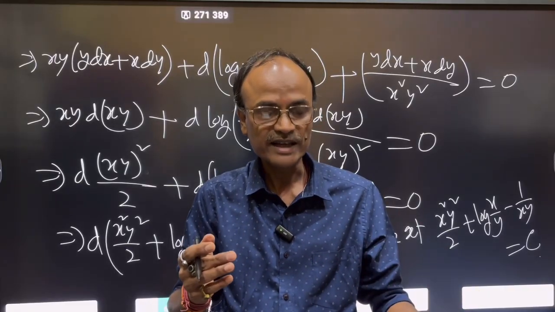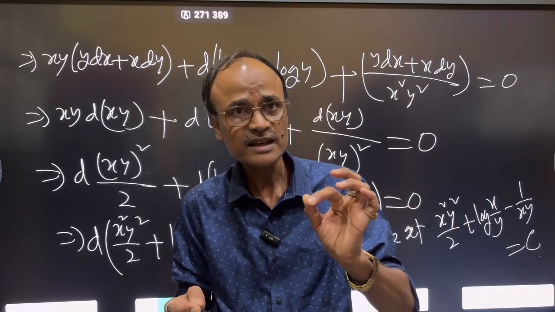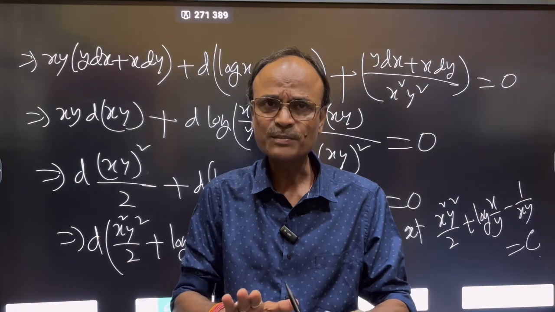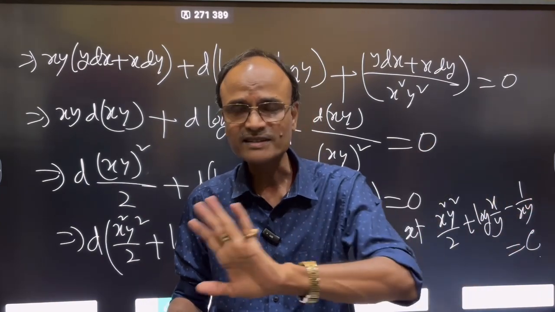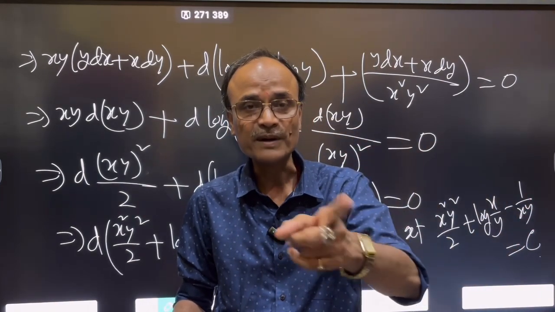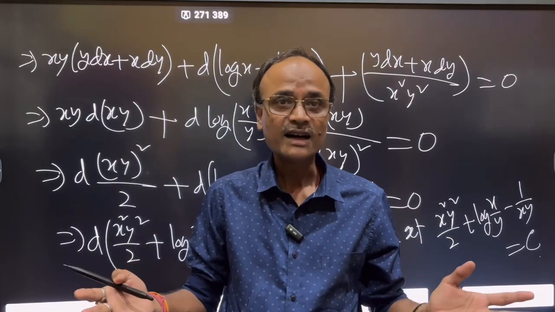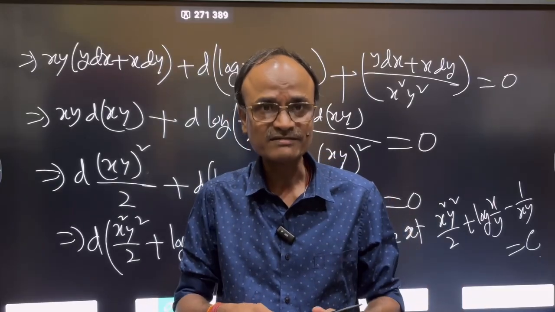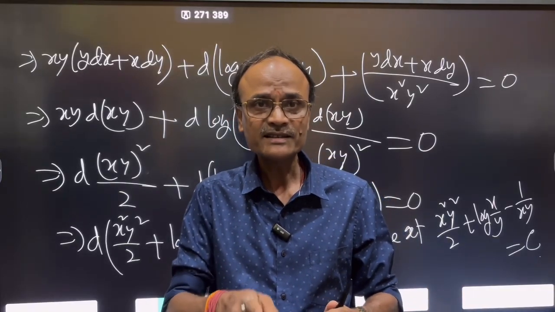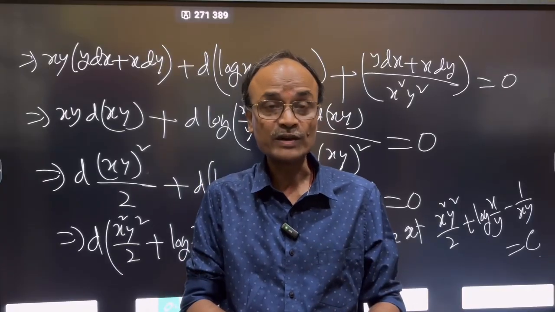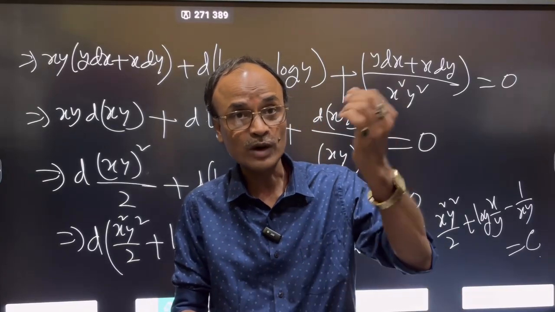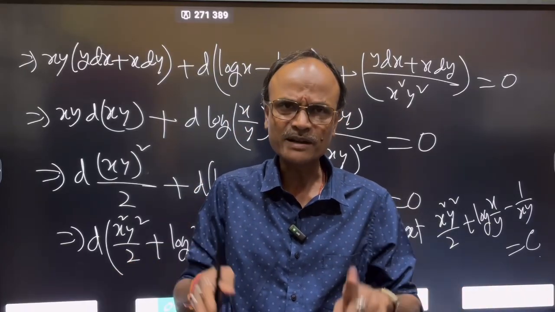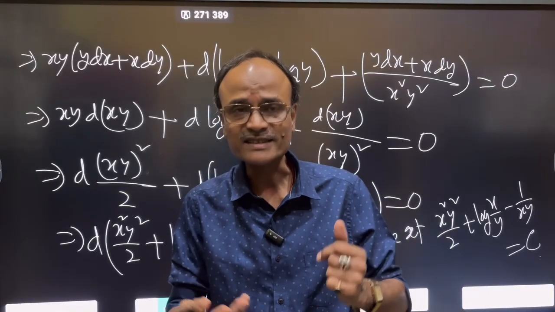In the next class, we shall discuss method number 3. A homogeneous function can be easily solved by putting y equal to vx, and dy by dx equal to v plus x dv by dx, and proceeding. But if the equation is homogeneous and mx plus ny is not equal to 0, then multiplying the differential equation by 1 by mx plus ny, the differential equation becomes exact. In that way also, we can solve the differential equation very easily.